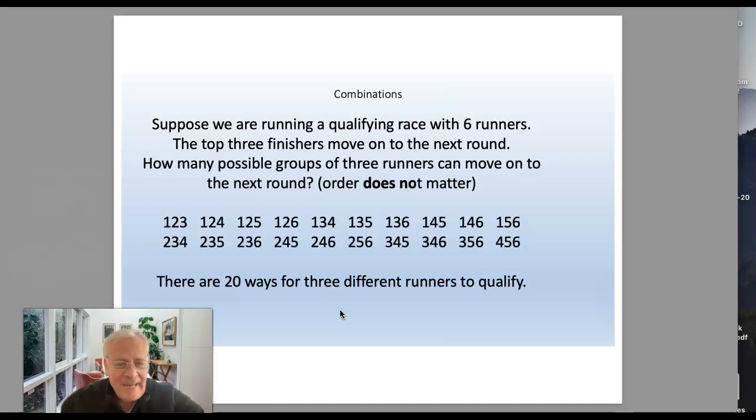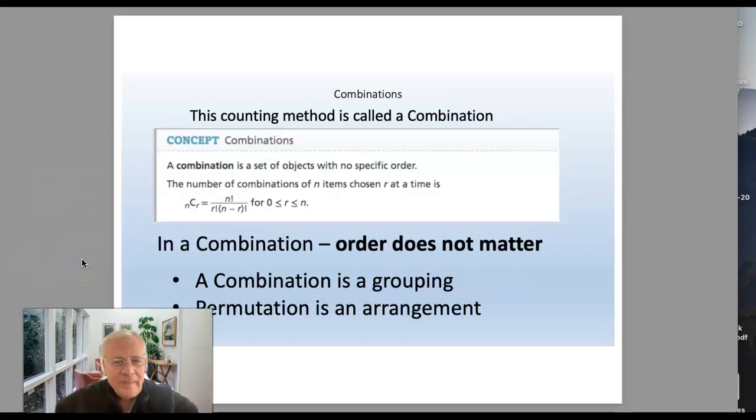Because order doesn't matter. As an example, 1, 2, 3 right here. I'm not arranging that like 1, 3, 2 and 2, 3, 1 and 2, 1, 3. And I'm not arranging all. There are 6 ways to arrange that. But we're not worried about that, okay? Again, this type of counting is called a combination.